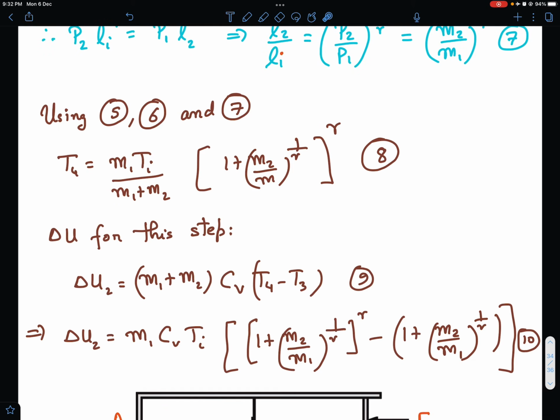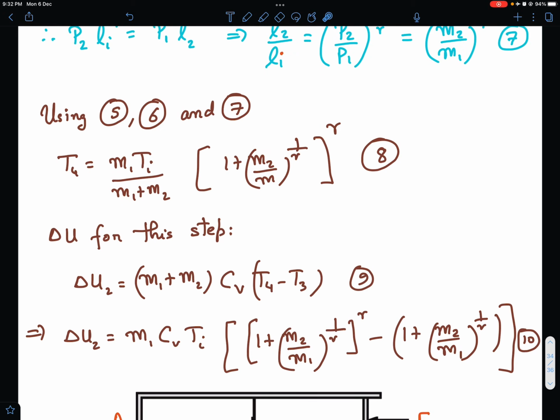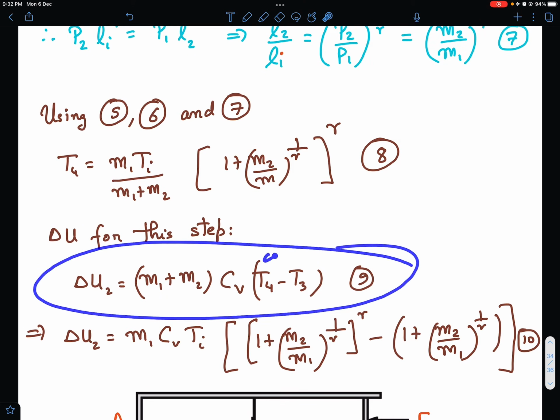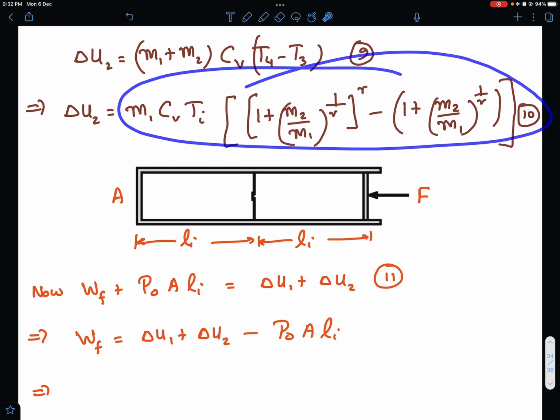See, delta U is MC delta T. Like for molar heat capacity you can write NC delta T, so it doesn't matter what the process, delta U is always NCV delta T, even if it's an adiabatic process or whatever, it doesn't matter. So don't think that it has to be an isochoric process for delta U to be M1 plus M2 CV delta T. This is a standard thing that you learn while studying thermodynamics theory. So now substitute for T4 and T3 and you get delta U2 in the second stage as this value.